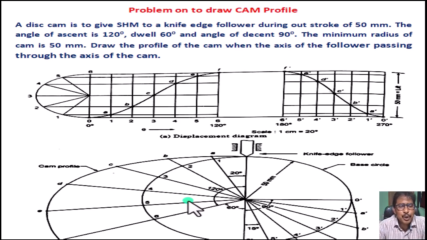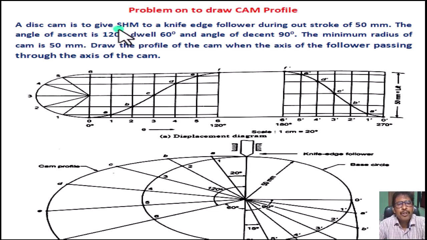Hello student, today we are going to solve an important problem on how to draw a cam profile. Our problem is: a disk cam is to give SHM to a knife edge follower during an outstroke of 50 mm. The disk cam gives the follower motion SHM. SHM means simple harmonic motion.